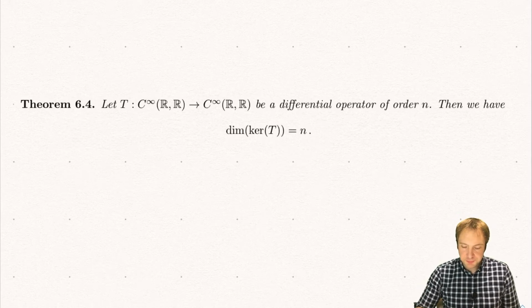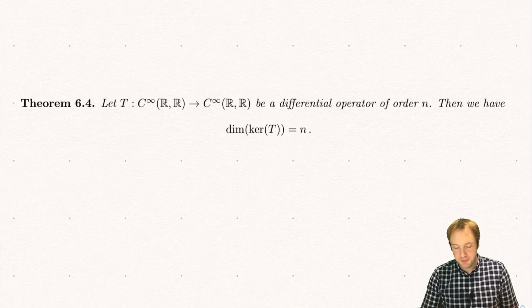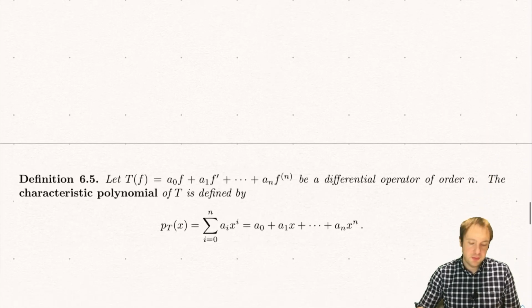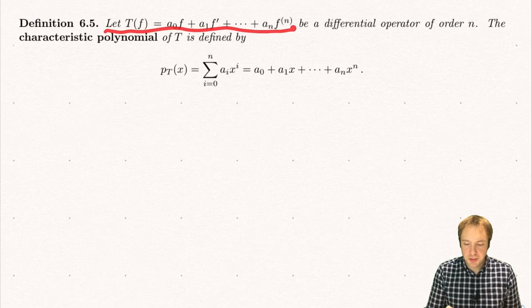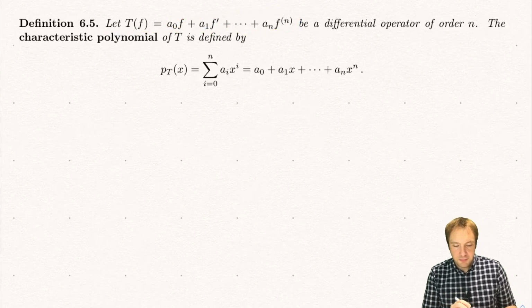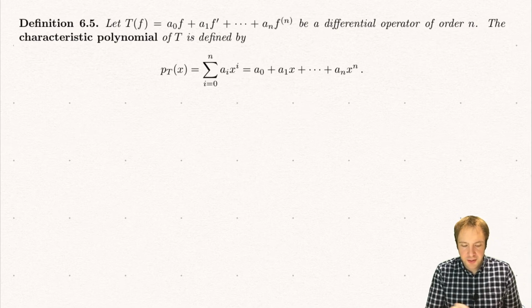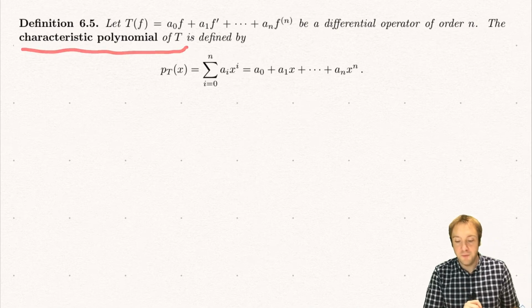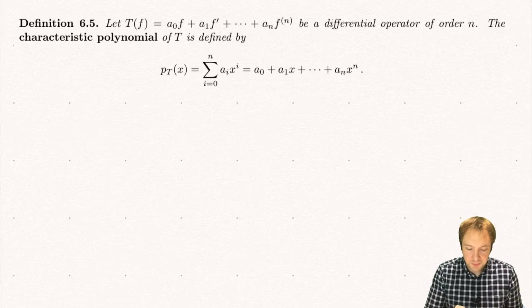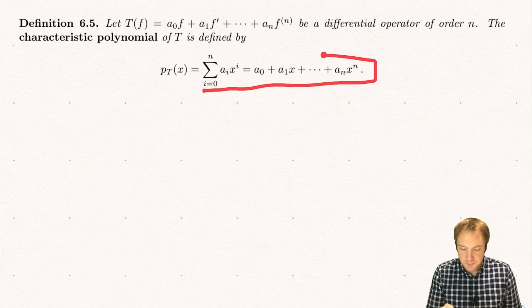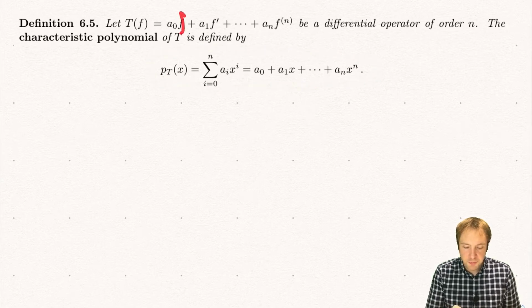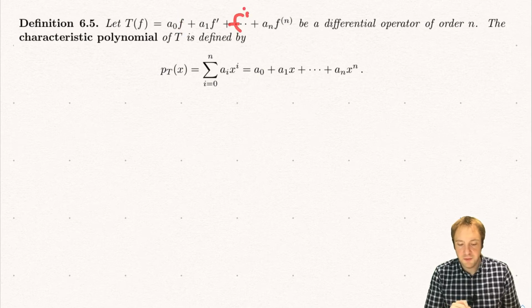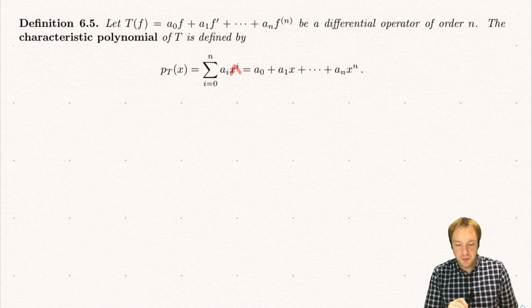Okay, and so how do we find these n solutions? For this we introduce the following. Let T now be a differential operator of order n, meaning we have numbers a0, a1 up to an. And then we define the characteristic polynomial of this differential operator by considering the following polynomial, which we denote by p_T of x. And this is just a polynomial where we replace the i-th derivative of f here by x to the i.